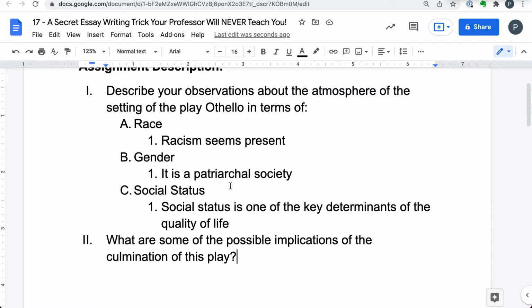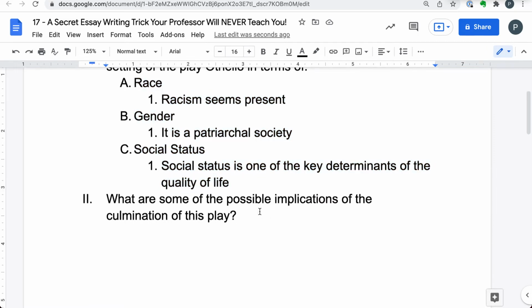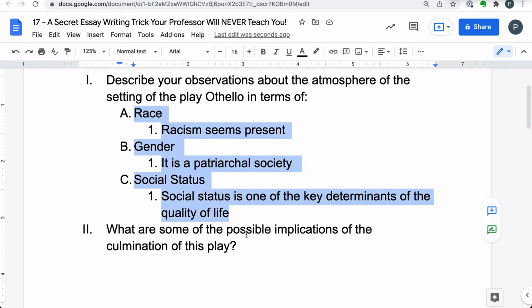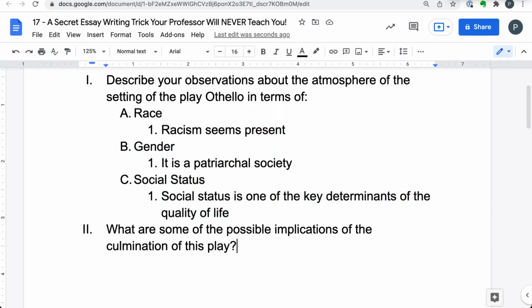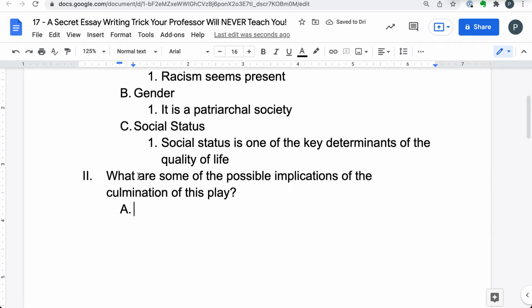Here you see, in the previous section, the professor gave us 3 things: race, gender, and social status. That gave us 3 subsections very easily right there. Now here, all we need to do, I would say, is use the power of 3. What are some of the possible implications of the culmination of this play?